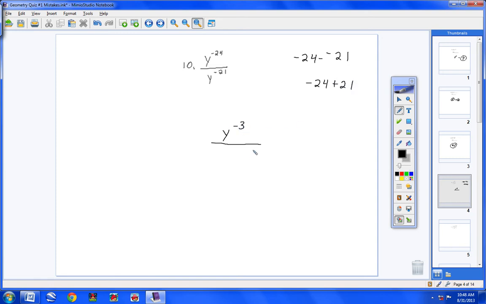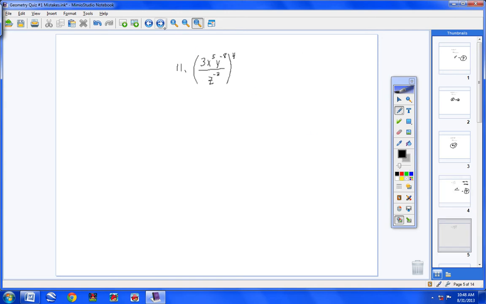Now that would normally be your final answer, but the directions said to have no negative exponents in your final answer. So what you would do next is bring the y to the negative 3rd down to the bottom, and when you do, the sign changes, and there's nothing left up top, so we do put a 1. All right, let's continue on to number 11.